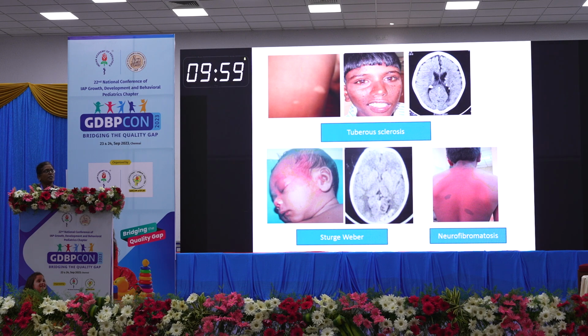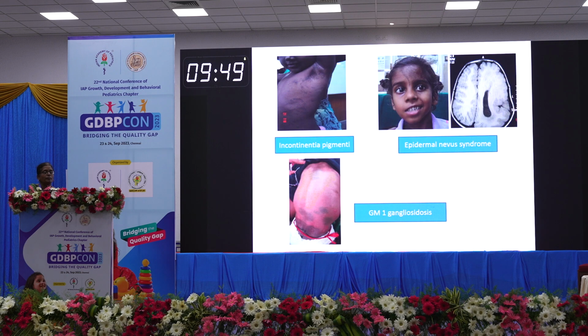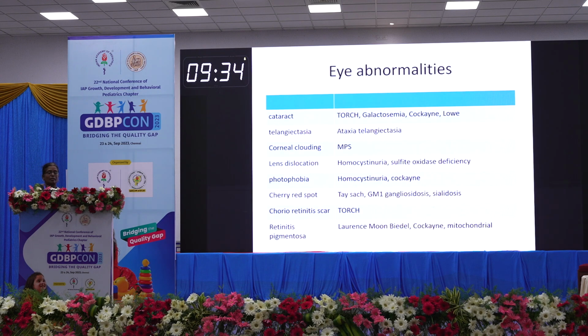Ash leaf macule: the first big cartoon shows you the ash leaf macule, the second one adenoma sebaceum of tuberous sclerosis, port-wine stain of Sturge-Weber, multiple café-au-lait spots in NF1, and whorls of hyperpigmentation, especially involving the axilla, in incontinentia pigmenti, midline facial nevi in epidermal nevus syndrome with hemimegalencephaly, and prominent Mongolian spot in GM1 gangliosidosis.